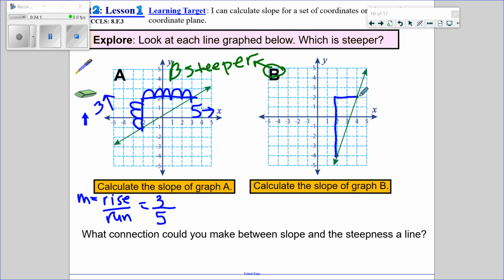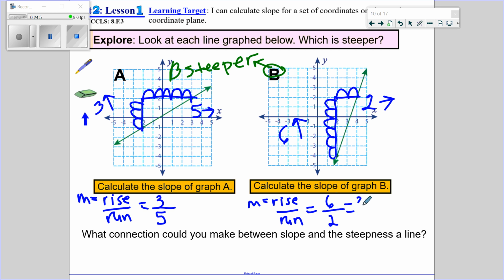Okay, here we go. I have to write m equals rise over run. Now let's count. 1, 2, 3, 4, 5, 6. So I went 6 up. And let me see. 1, 2. And 2 to the right. So my rise, which means up or down, I went up 6. My run is left to right. I went right 2. This can be reduced to 3 over 1, or 3.